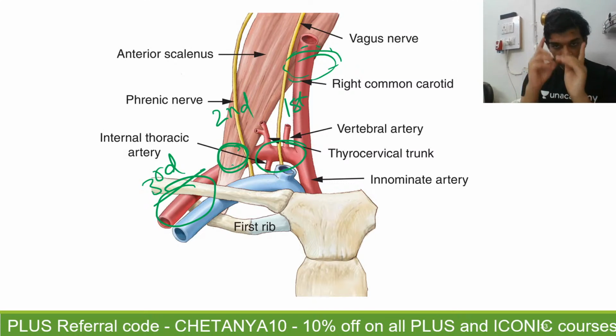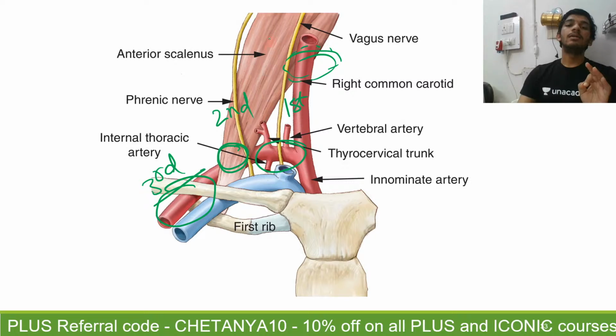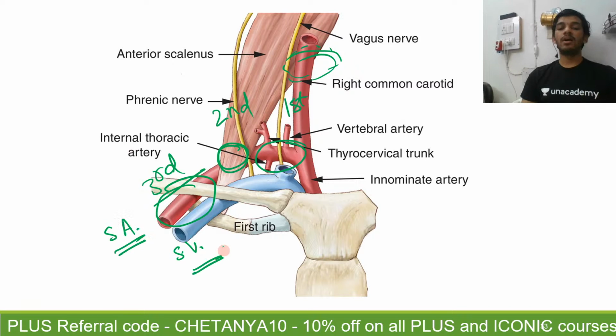So you can see one more thing here. If you have a very sharp observation, you will be able to clearly make out that the scalenus anterior is inserting between the subclavian vein and the subclavian artery, and these two are going over the first rib, between the clavicle and the first rib, right?